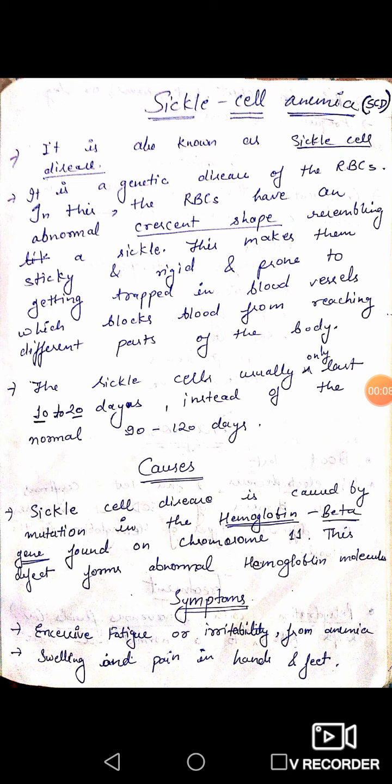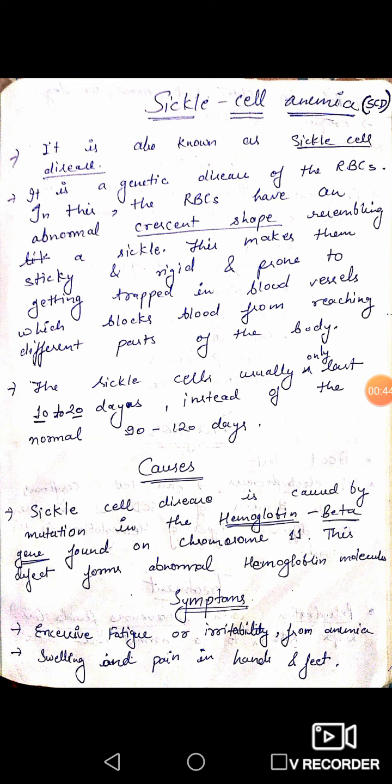First of all, we will understand what sickle cell anemia is, what factors are responsible for it, how we can diagnose it, how we can cure it, etc. So let's begin. It is also known as sickle cell disease. Sickle cell anemia is known by another term, sickle cell disease.